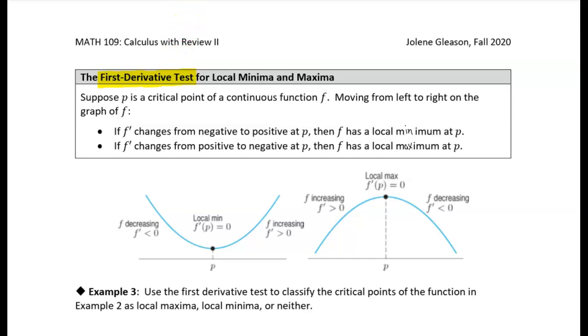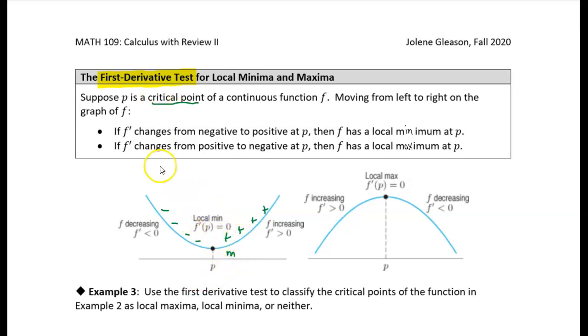So what we're going to do is start with our critical points, and then we look at either side of the critical points. Essentially, we're going to look at the first derivative, which is the slope on either side of the critical point. And if the slope changes from negative to positive, so here's an example, it's changing from negative to positive, then we have a local minimum.